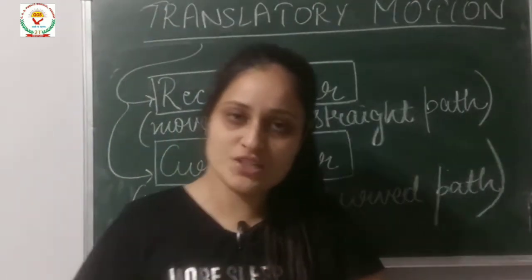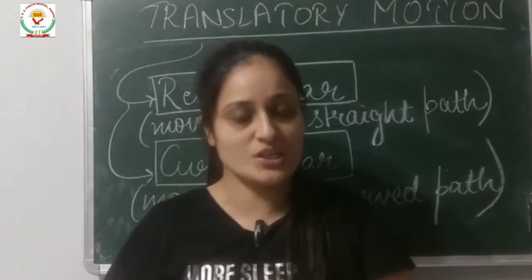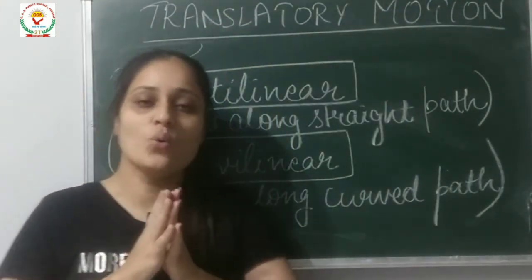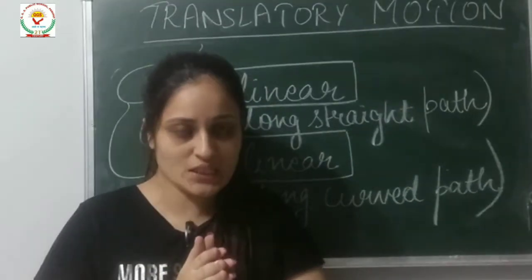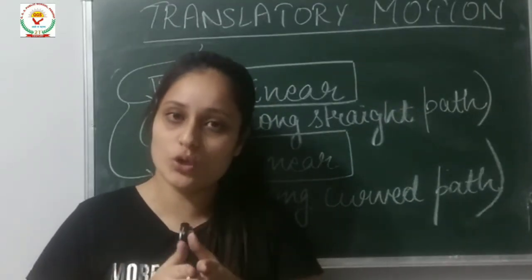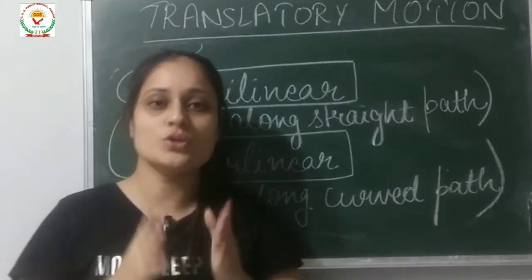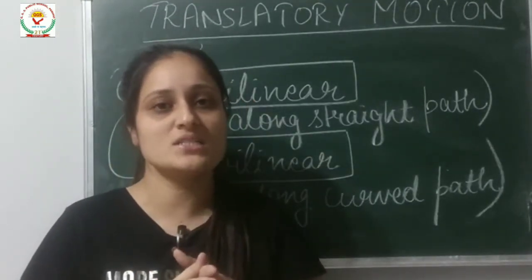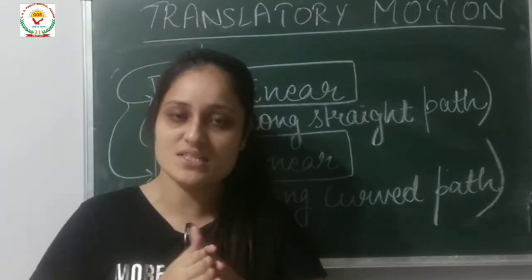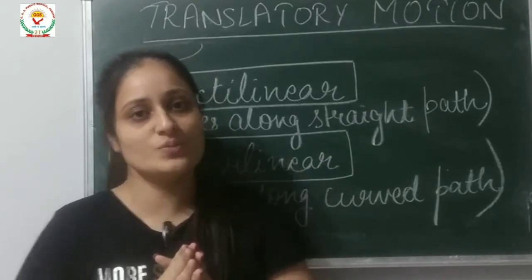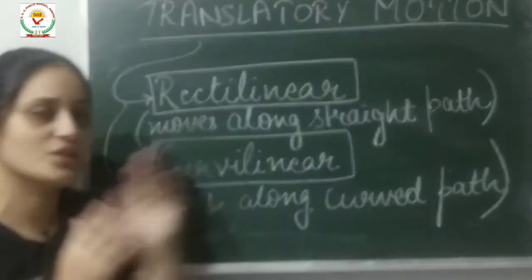First type of motion is translatory motion. Now what do you mean by translatory motion? If an object moves as a whole from one place to another so that all the body parts move the same distance in a given time, then the object is said to be in translatory motion.